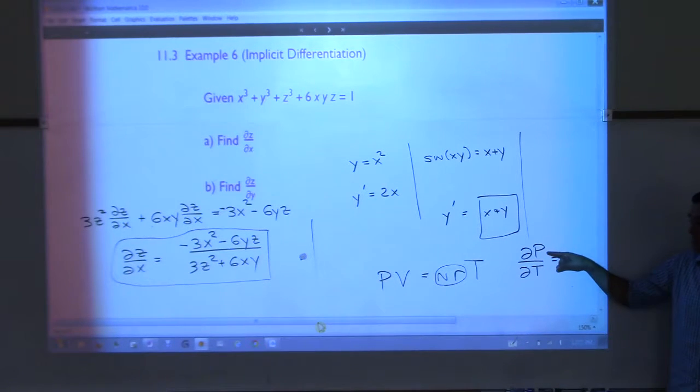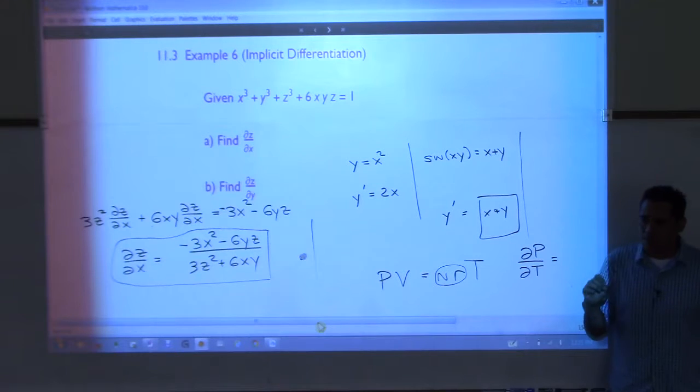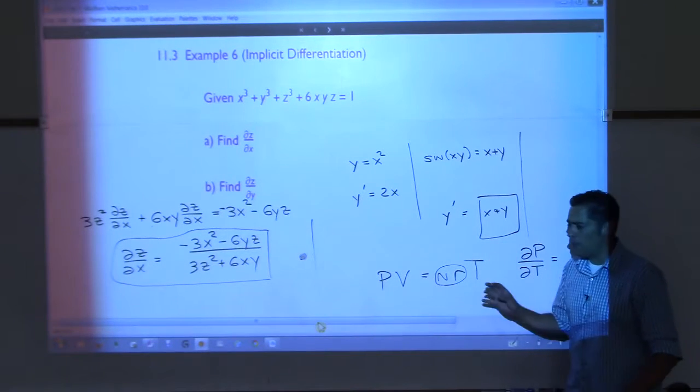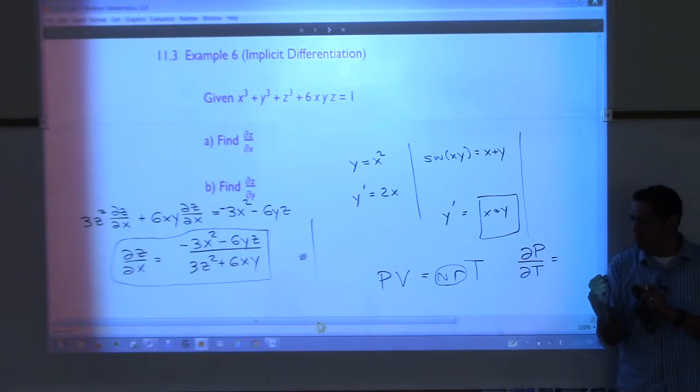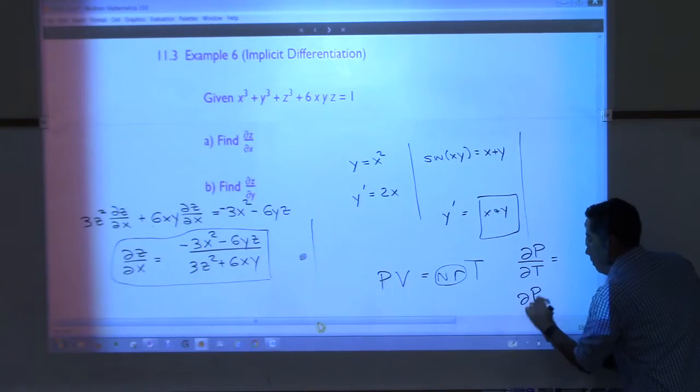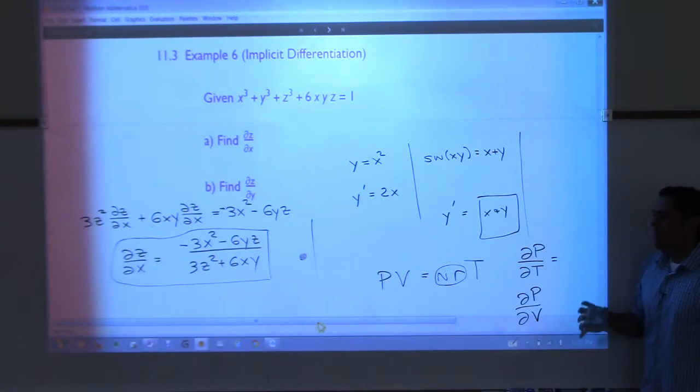This is the instantaneous rate of change in pressure with respect to temperature. It's telling you at a specific instant, when the pressure, volume, and temperature are this value, how fast that pressure was changing with respect to the change in temperature, assuming that your volume is held constant. Understand? Then you could also do partial P with respect to V. Here, I'm going to hold my temperature constant, and this will give me how fast the pressure was changing with respect to the change in volume.